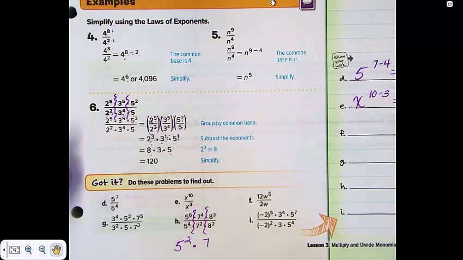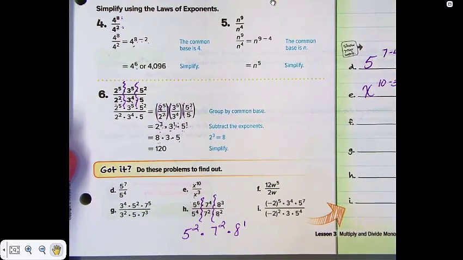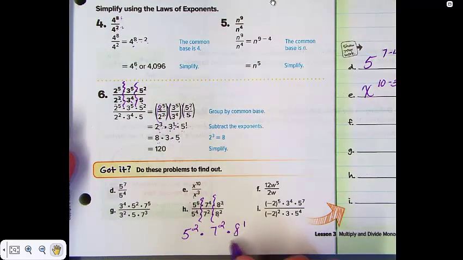Common base of 7 in the second one. 4 minus 2 is 2. And a common base of 8 in the last one. And 3 minus 2 is 1. So what I end up with is 5 squared times 7 squared times 8 to the first power.